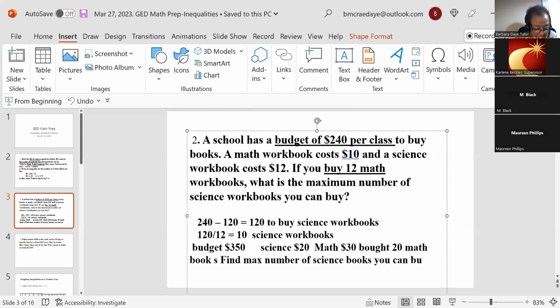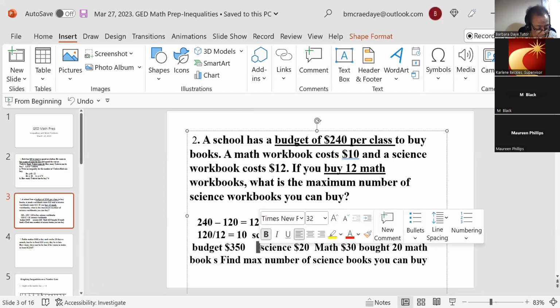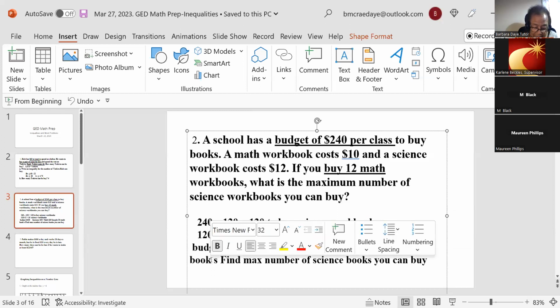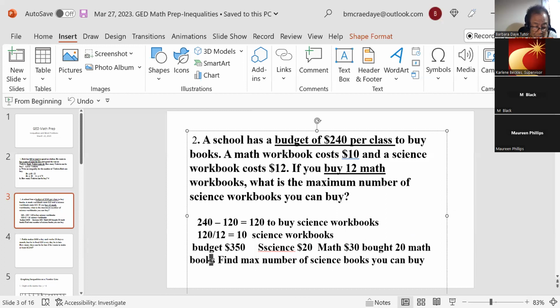Okay, so the science books cost $20 each. The math books cost $30. You bought 20 math books. You want to know the max number of science books you can buy. I want you to do that one. Same kind of problem, except I gave you different figures to work with.